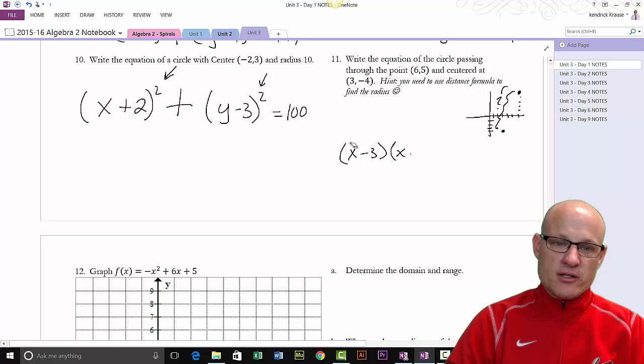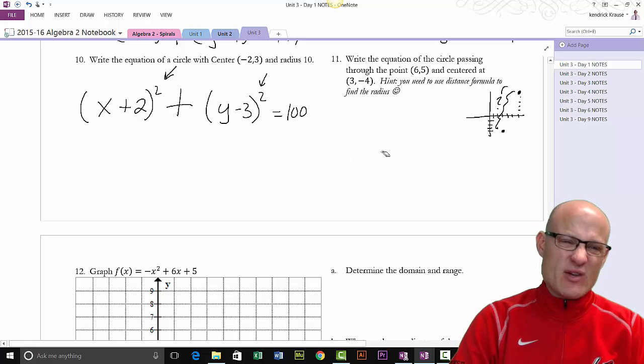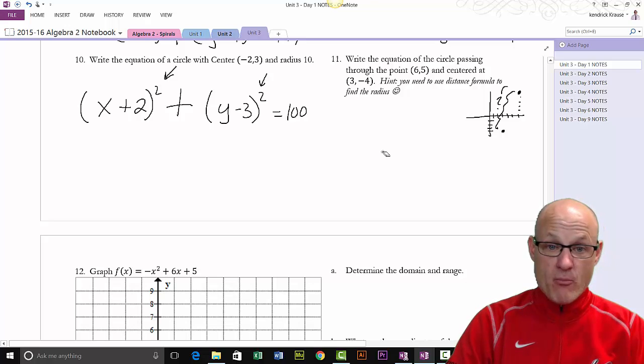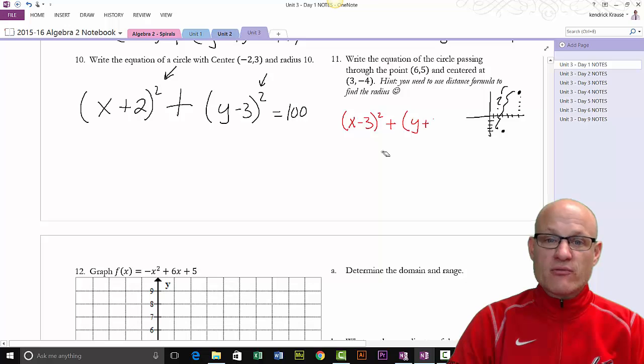I was just like a kid right there. I forgot the plus sign. There it is. See how easy that is to do? I did not do that on purpose. That was just me being dumb. So it's x minus 3 squared plus y plus 4 squared equals.